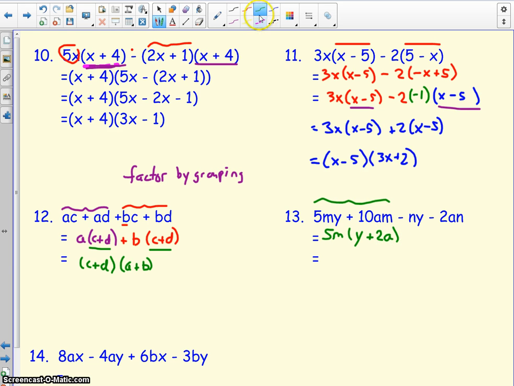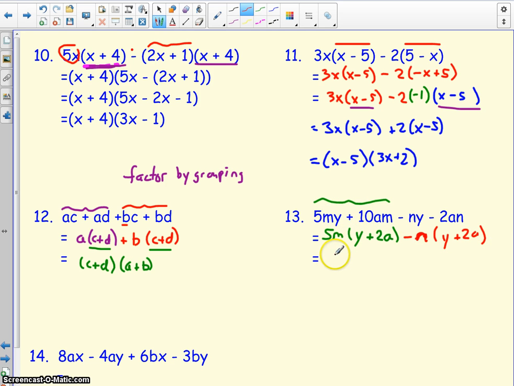Okay, and if you look at these next two terms here, minus ny and minus 2an, they both have a minus in common. They both have an n in common. So what's left over is going to be, again, a y. And you've got to be careful with the signs here. This was negative. We factored out the negative 1, so it's going to be plus 2a.